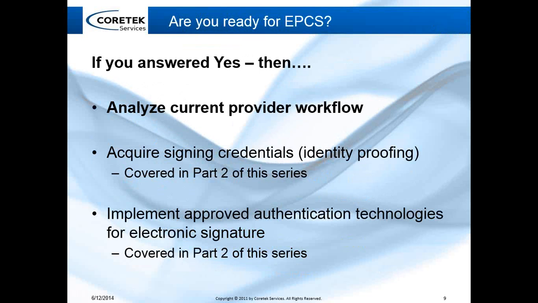After you've done a thorough analysis of your provider workflow, the next thing you want to do is acquire your signing credentials, also known as identity proofing. And that is another topic that was kind of too big to handle in today's topic. So we're going to talk about that in depth in part 2 of this series, which is next Thursday. The last bullet on the screen is the next thing you have to do is implement approved authentication technologies for electronic signature. Again, another topic that's a little bit too big to cover under the scope of today's session, and we will cover that in part 2 of the series.